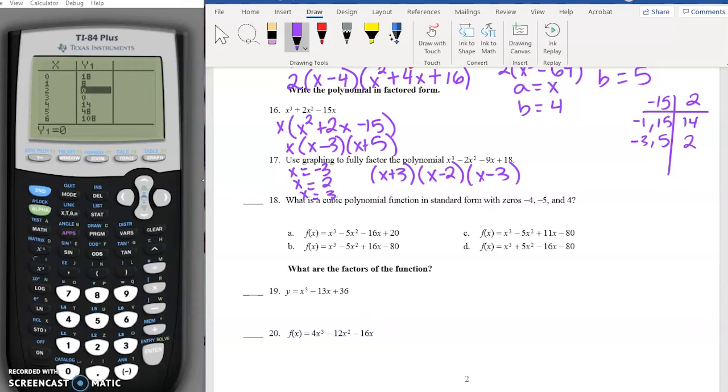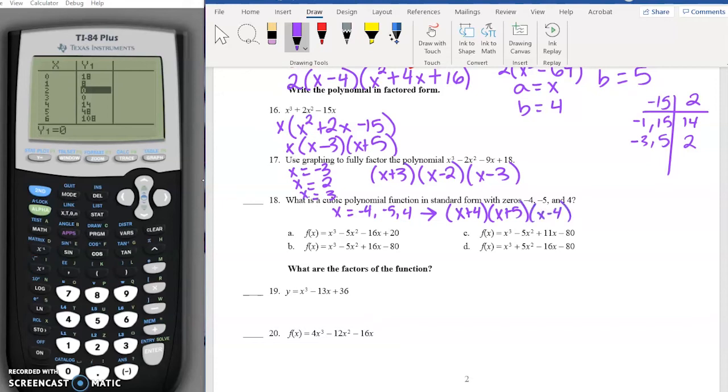18 is asking us to work a little bit in reverse. So having zeros of negative 4, negative 5, and 4, that means x is equal to negative 4, negative 5, and 4. So to turn those into factors, that would be x plus 4, x plus 5, and x minus 4.